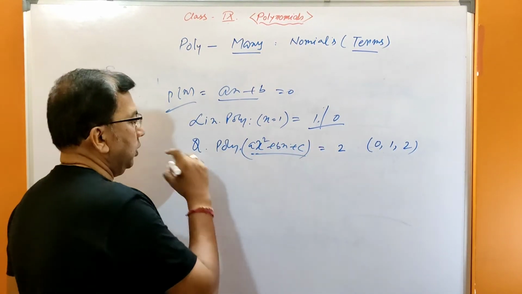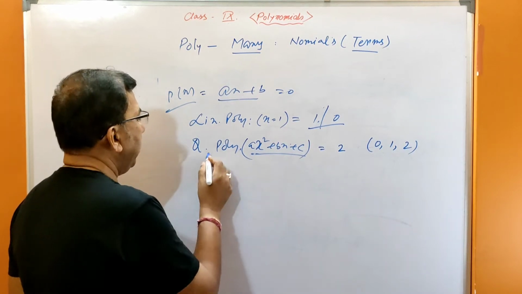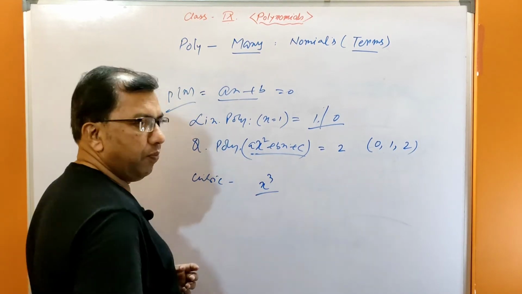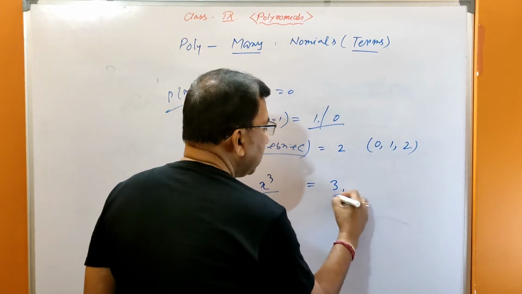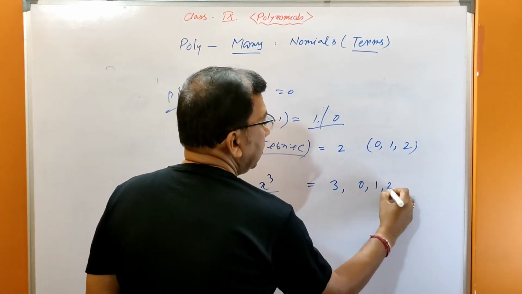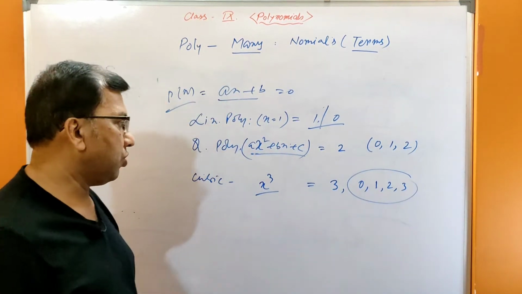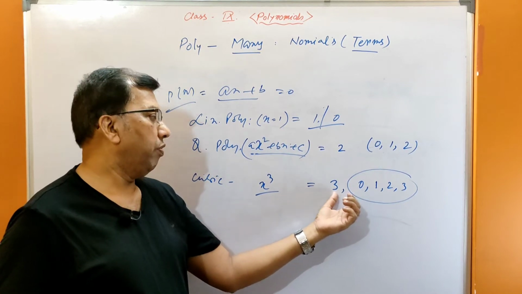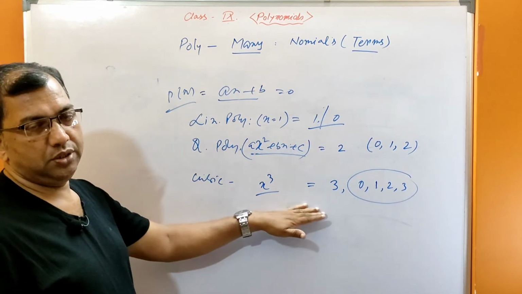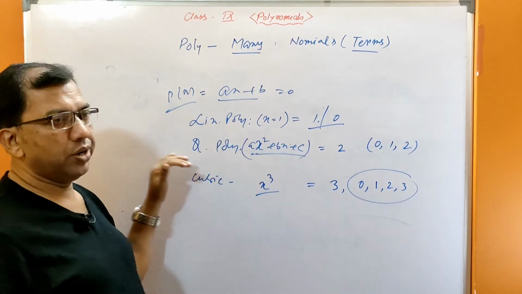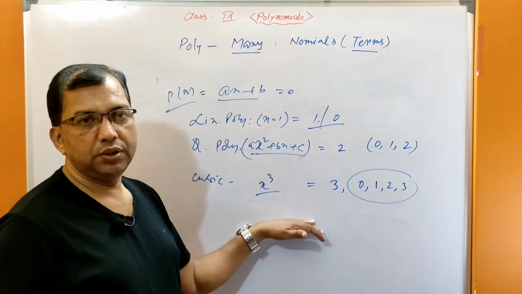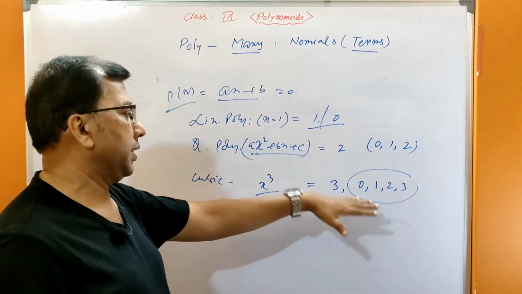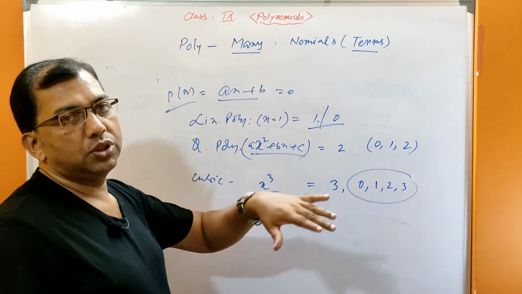In the case of cubic polynomials, the maximum power is 3, so the roots will be maximum 3. It can be 0, 1, 2, 3, any one, but must not exceed the power of 3. Maximum number of roots will be 3. Maximum number of solutions will be 3. Remember it: for linear polynomials, quadratic polynomials, cubic polynomials, so many polynomials, the number of roots is at most as many as the power.